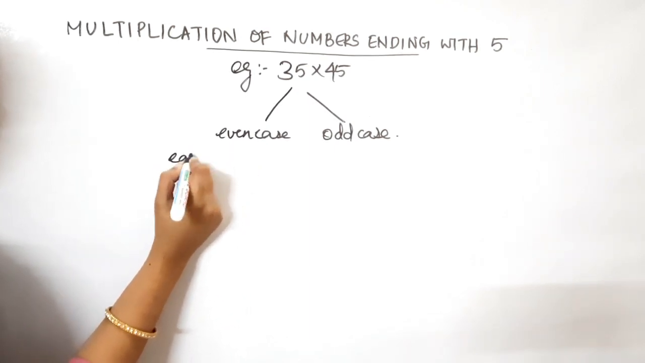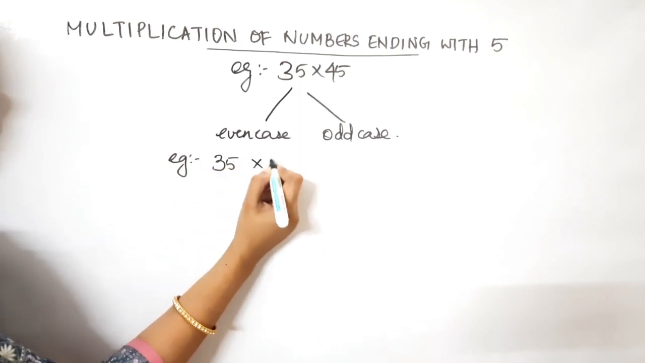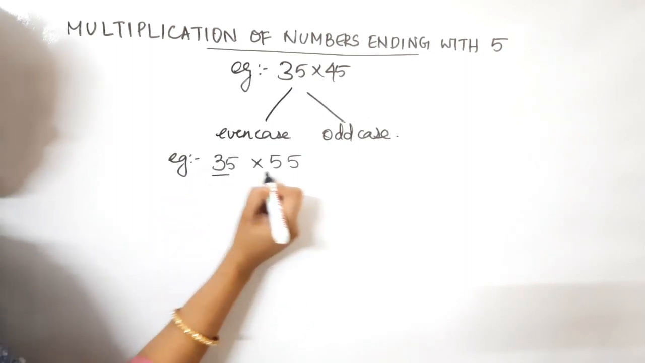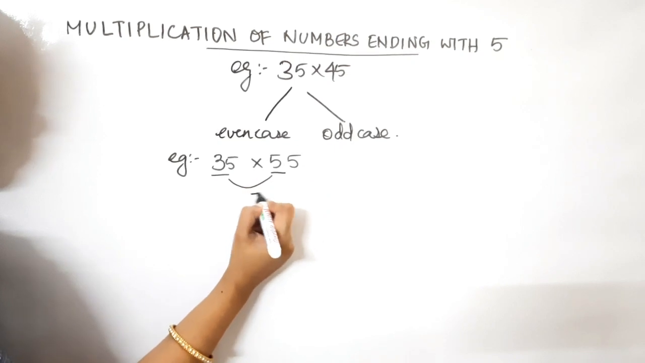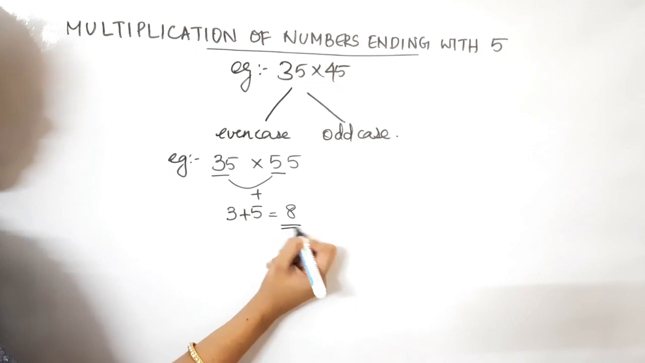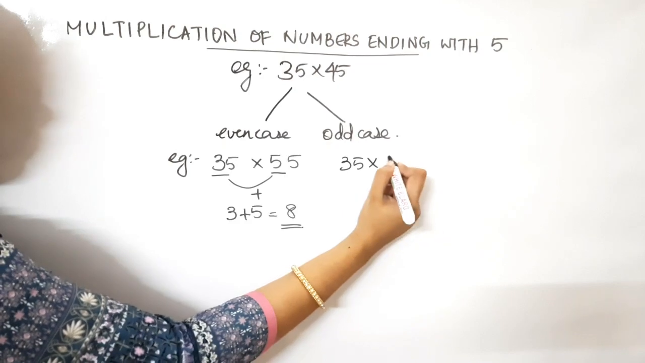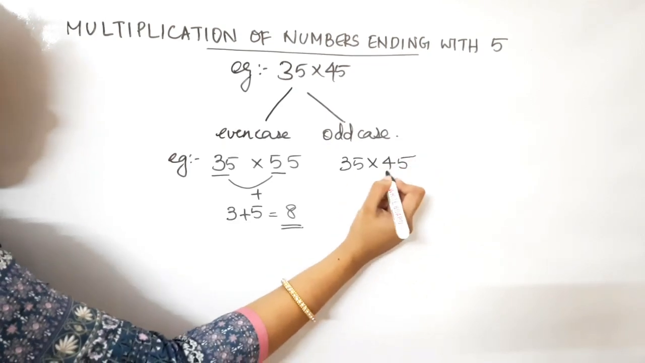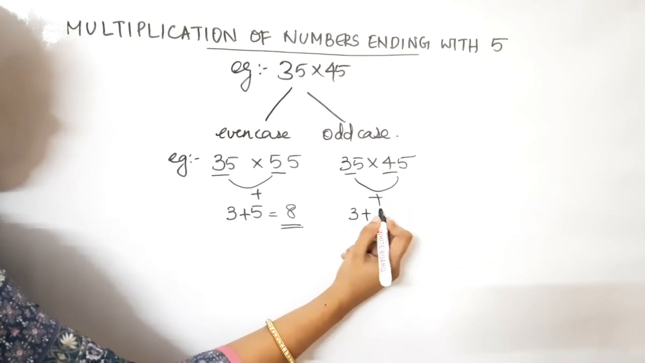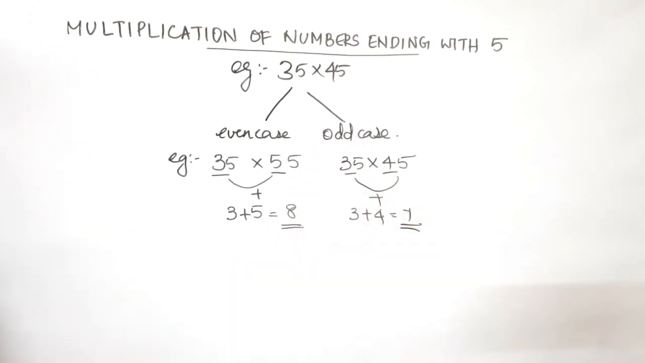An example for an even case is, let's take 35 into 55. Here, when we add the numbers in the tens place, we get 3 plus 5, which is equal to 8. Here 8 is an even number, so it comes under the even case. For the odd case, let's take 35 into 45. When we add 3 and 4, we get 7. So 7 is an odd number, so it comes under the odd case.